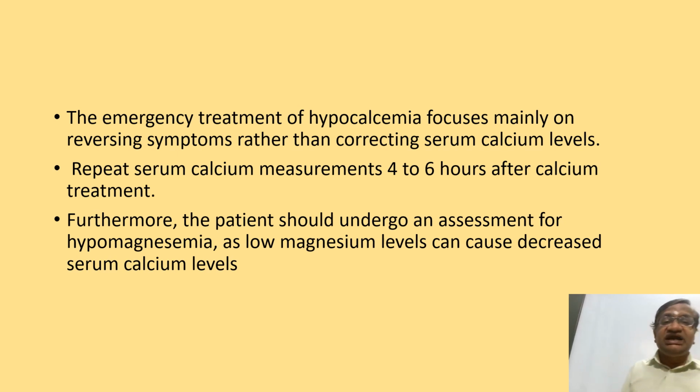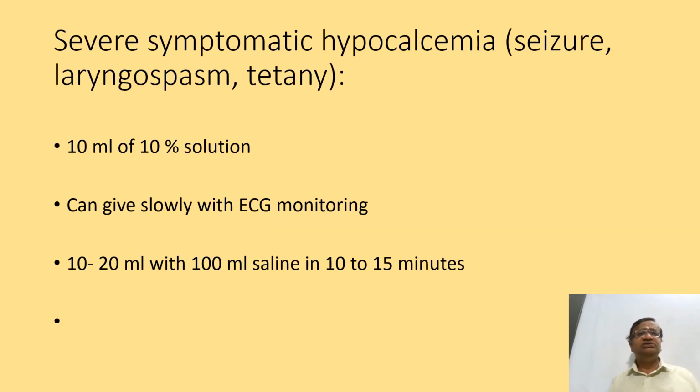The emergency treatment of hypocalcemia focuses on reversing symptoms. Very important: if you give calcium, you should take an ECG and not take the serum calcium level again. So it is reversing symptoms rather than correcting serum calcium levels. You need to then repeat it even 4 to 6 hours after calcium treatment. The patient should undergo an assessment of hypomagnesemia because low magnesium can cause decreased calcium levels.